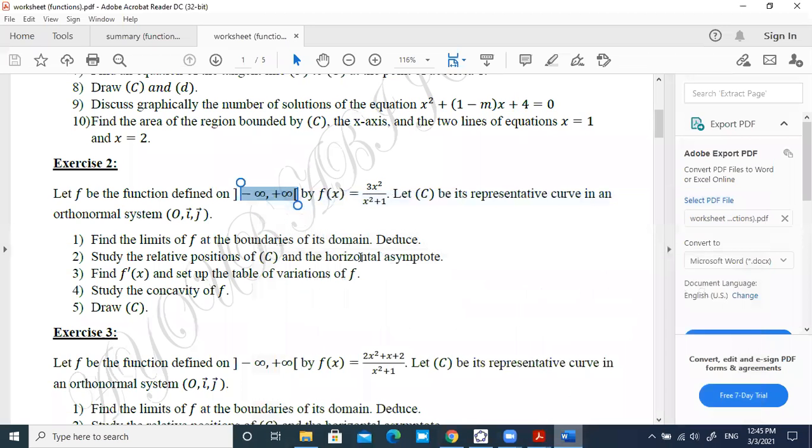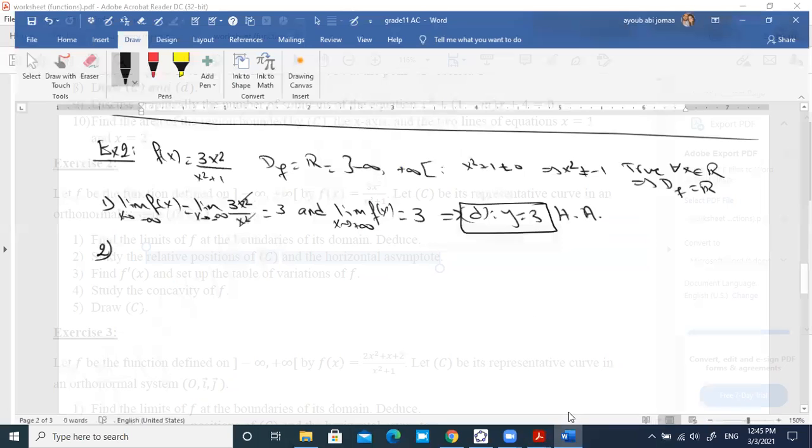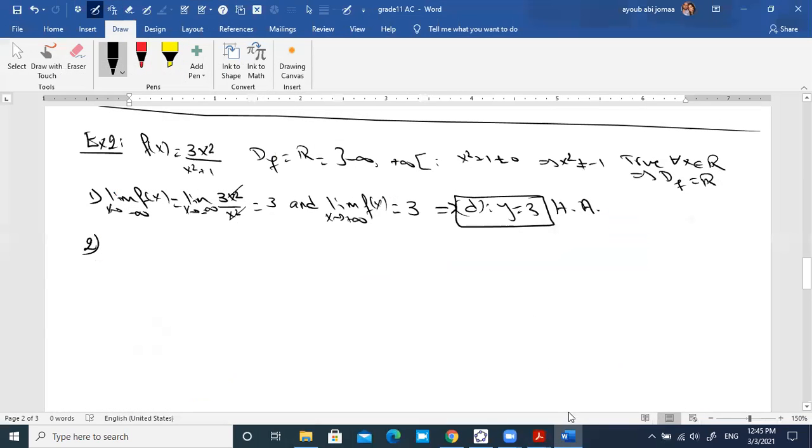Part 2. Study the relative positions of the curve and the horizontal asymptote. This horizontal asymptote, y equals 3.